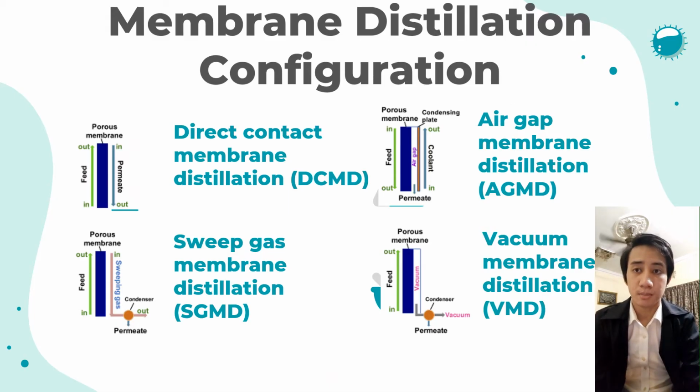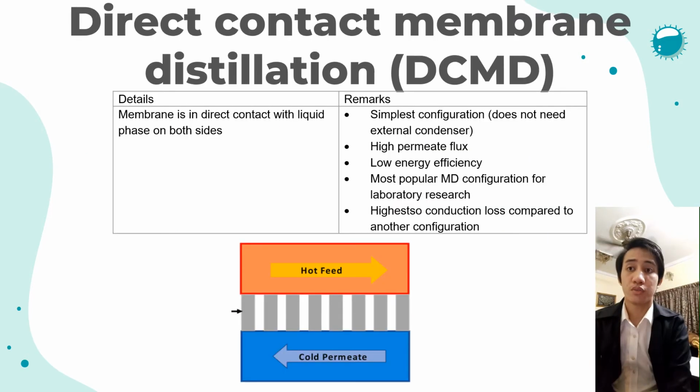The membrane distillation process is divided into 4 configurations depending on the way the permeate side is processed. First, direct contact membrane distillation (DCMD). Second, sweeping gas membrane distillation (SGMD). Third is vacuum membrane distillation (VMD). And fourth is air gap membrane distillation (AGMD). For the first, direct contact membrane distillation, this is the simplest configuration in which the membrane is in direct contact with the cold water.